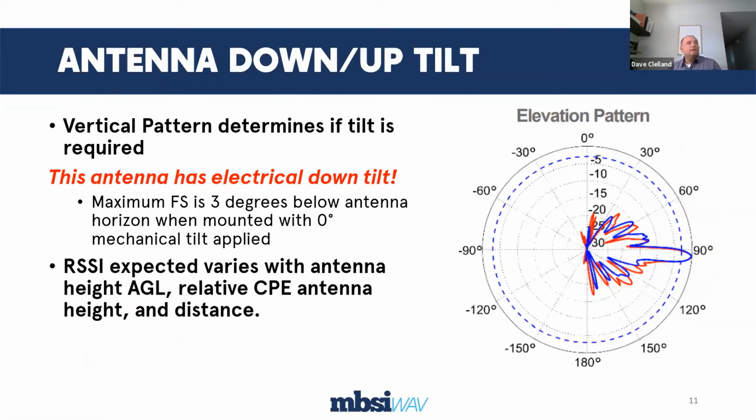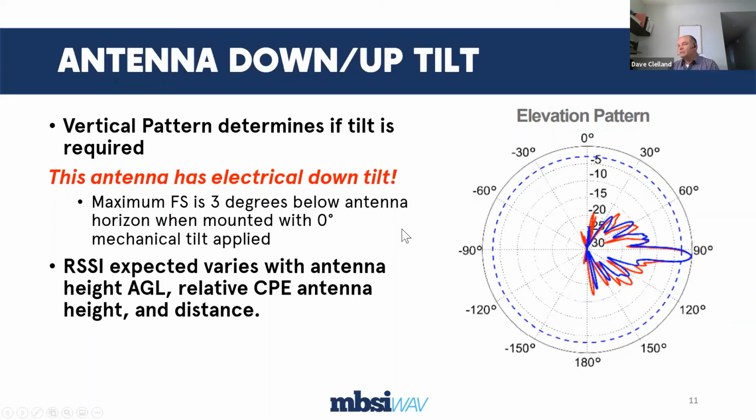All right. So finally here, we're getting close to the end. I want to talk a little bit about down tilt just for a second. In the case of our antenna here, using the same pattern, we see that we have some electrical down tilt. In this case, we have 3 degrees of electrical down tilt according to our little polar chart here.